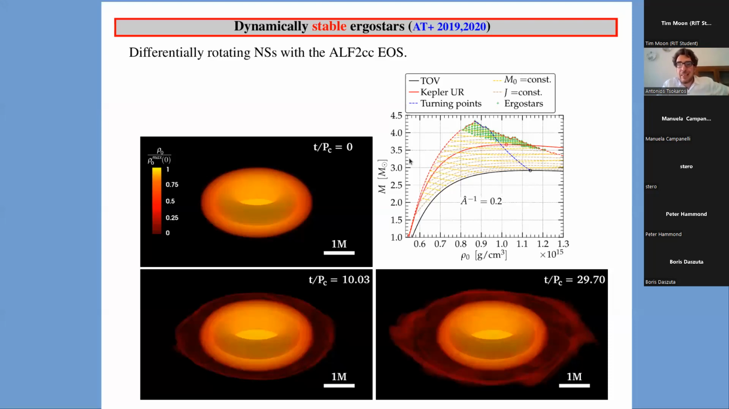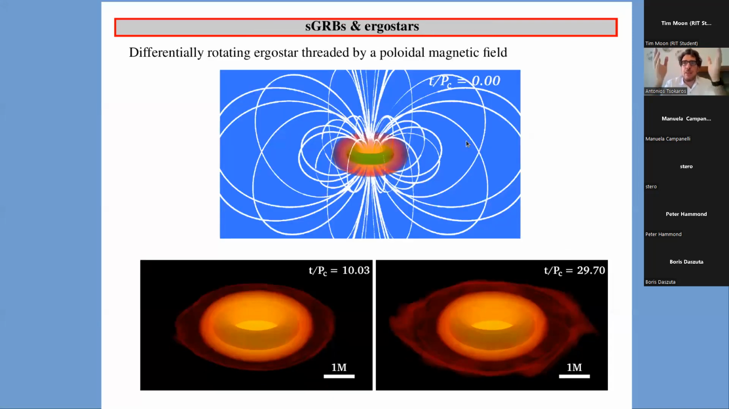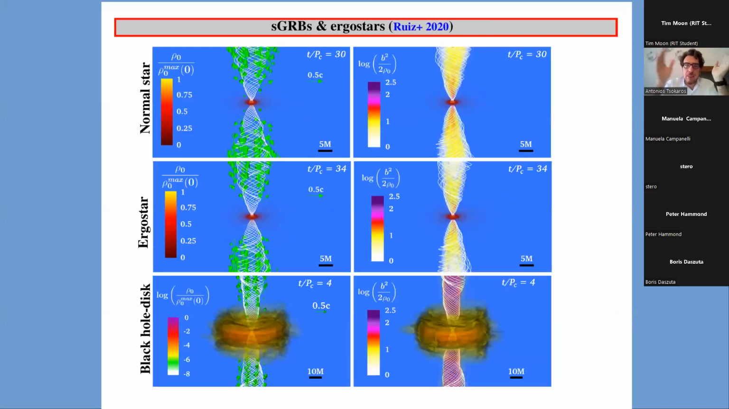We have investigated the parameter space of these ergo stars, and we found that most of them are dynamically unstable. Some of them exist as hypermassive differentially rotating neutron stars. And now the whole point is that if we do this simple thought experiment, where we thread this star with a magnetic field, what is going to be the outcome? And just to finish the talk, this is going to be the outcome.